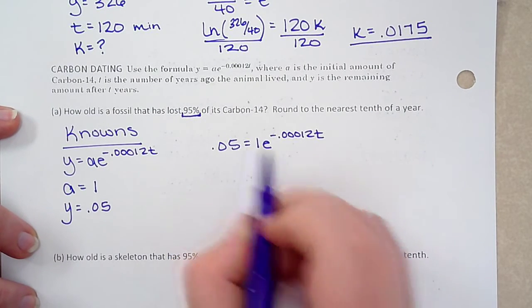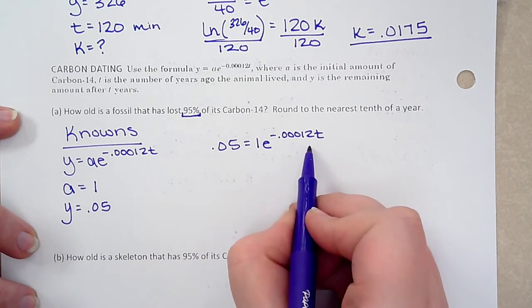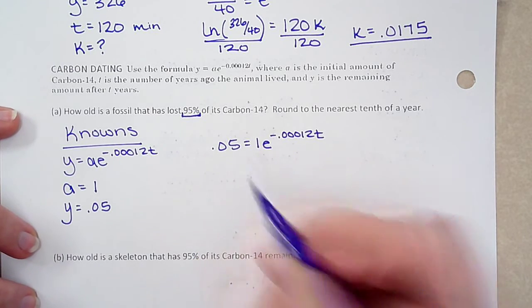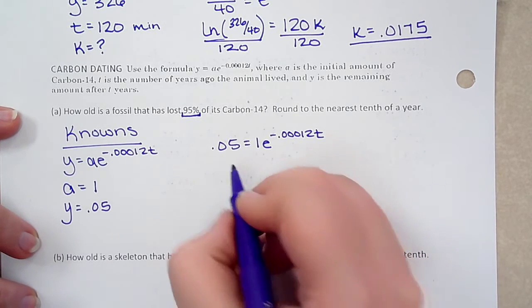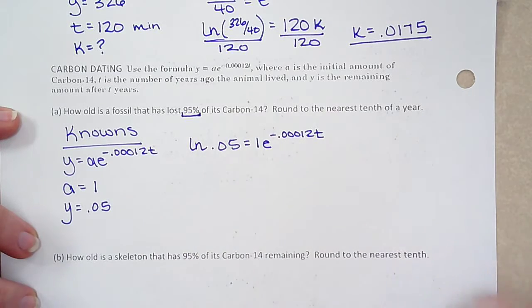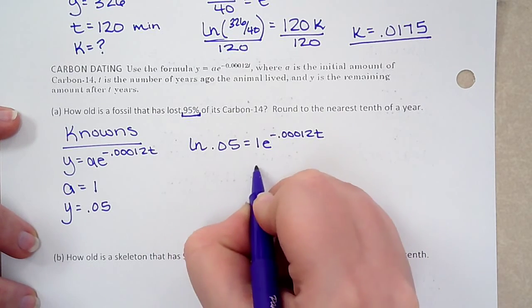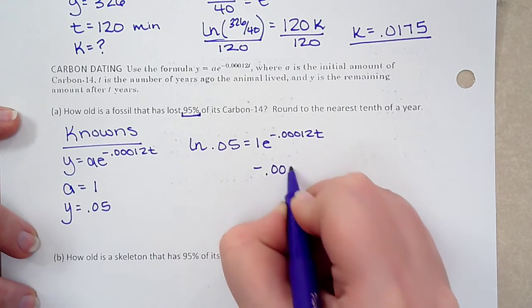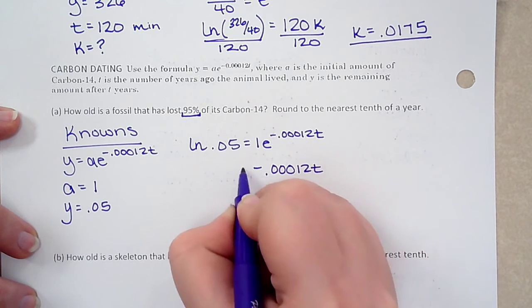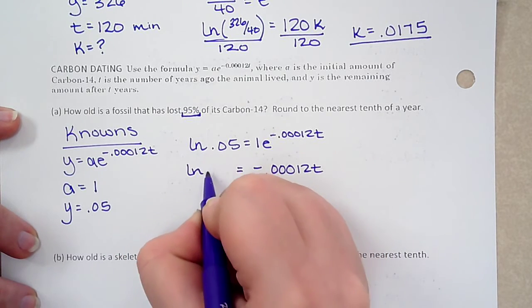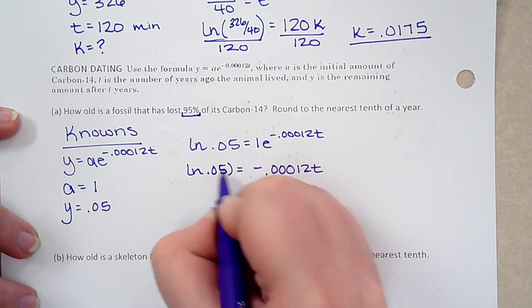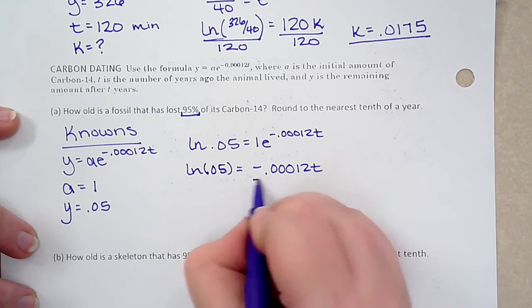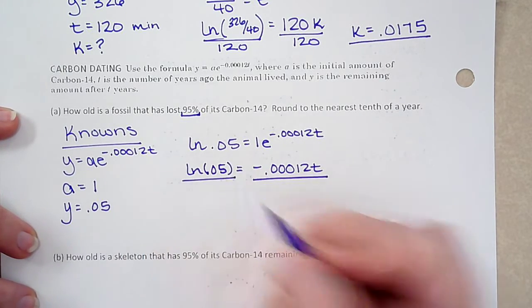And from there, we're just solving. We've got a number on one side. We've got e isolated on the other. Technically, there's a 1 out front, but it doesn't really change anything. So I'm going to go ahead and take the ln of both sides. And I'm going to get negative 0.00012t equal to the ln, or the natural log of 0.05. Divide both sides by that number.